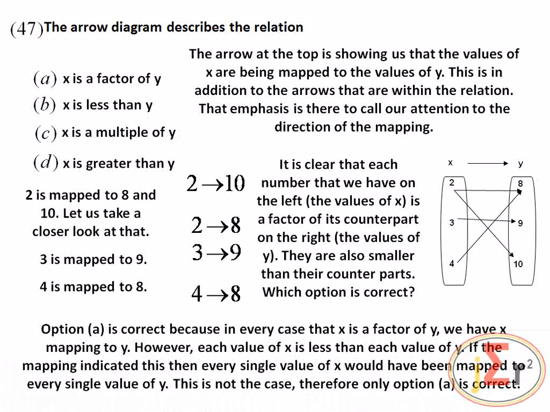Option A is correct because in every case that X is a factor of Y, we have X mapping to Y. See, we have 2. 2 is a factor of 8. It is being mapped to 8. And 2 is a factor of 10. It is being mapped to 10. Also, 3 is a factor of 9, mapped to 9. And 4 is a factor of 8. It is being mapped to 8. So in every single case that X is a factor of Y, we have X being mapped to Y.